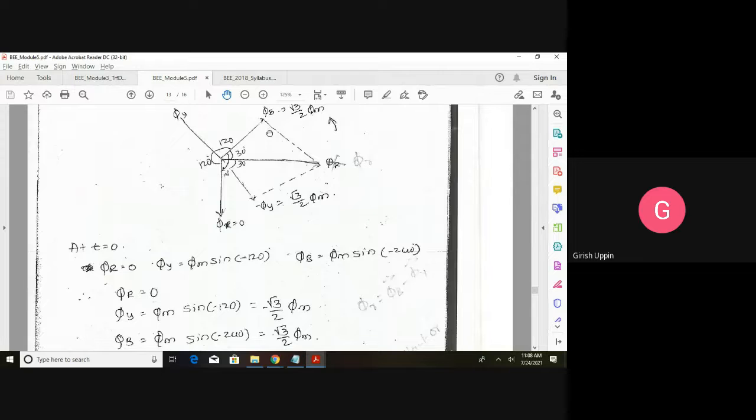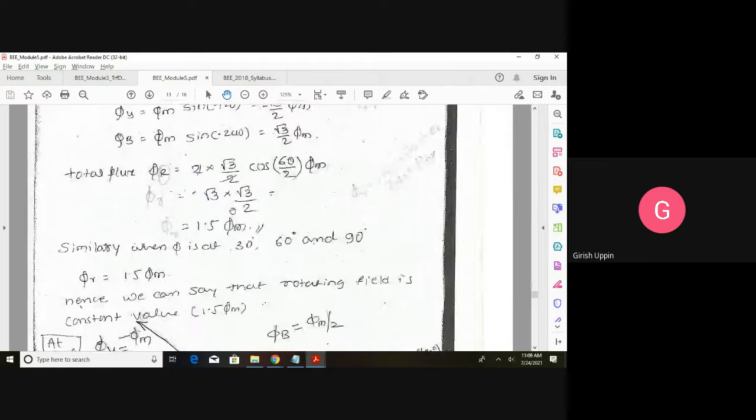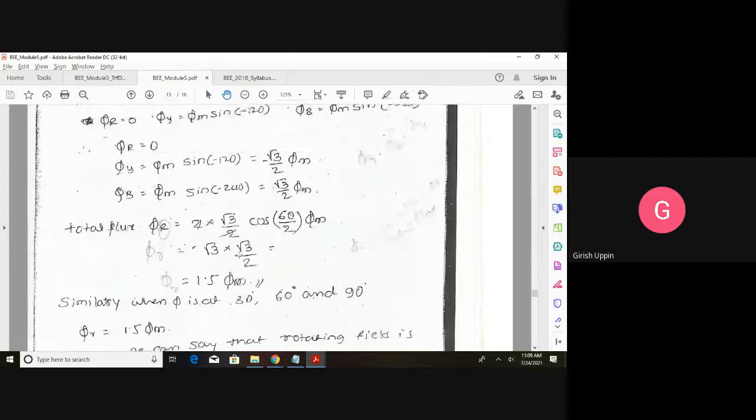The resultant phi r is equal to 2 times one of these values into cos of half of the angle, that is 60 by 2. So phi r is equal to 2 into root 3 by 2 into phi m, that is one side of the vector, cos of half the angle. So we get root 3 into root 3 by 2, that is 1.5. Now what is the resultant flux? It is 1.5 times the maximum flux phi m.